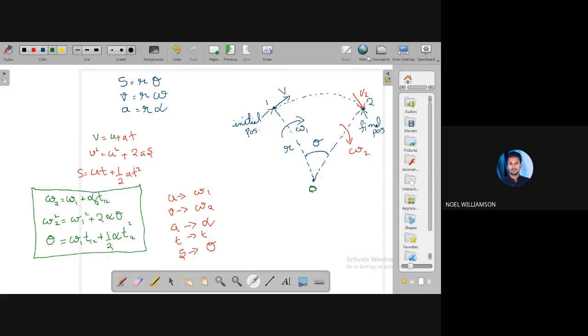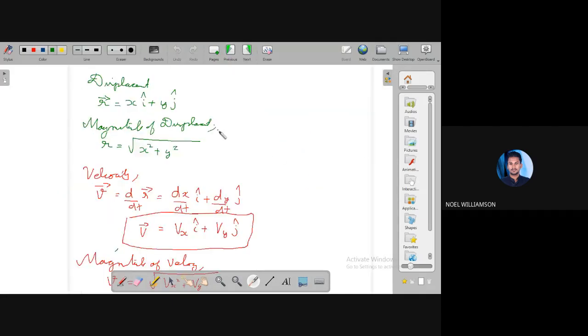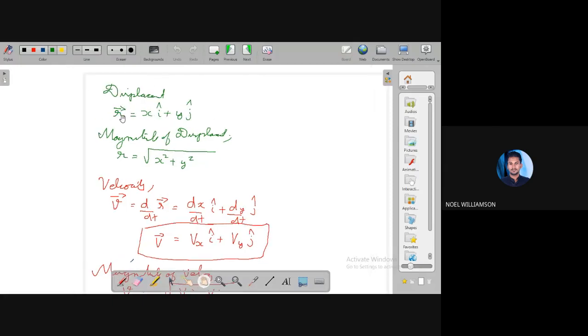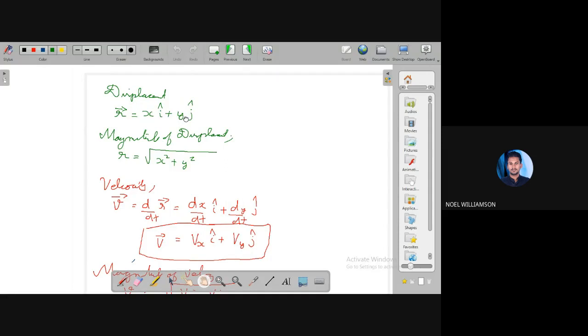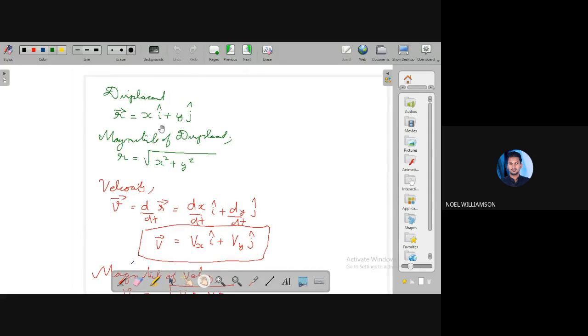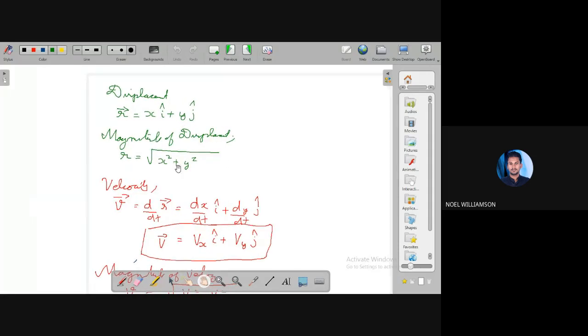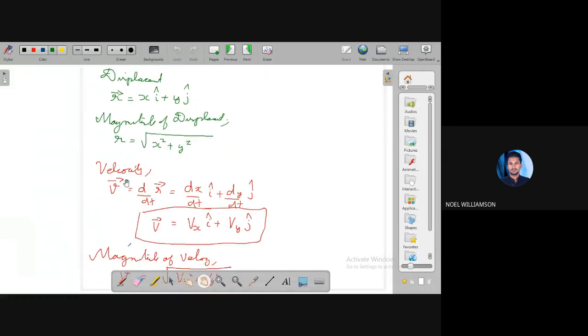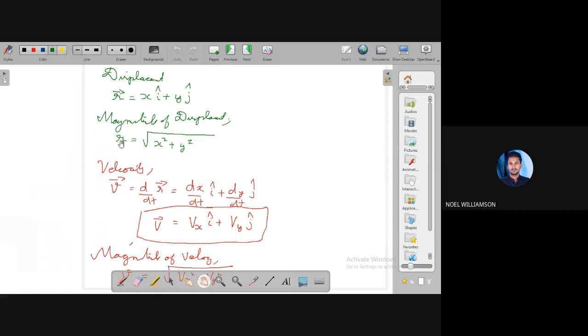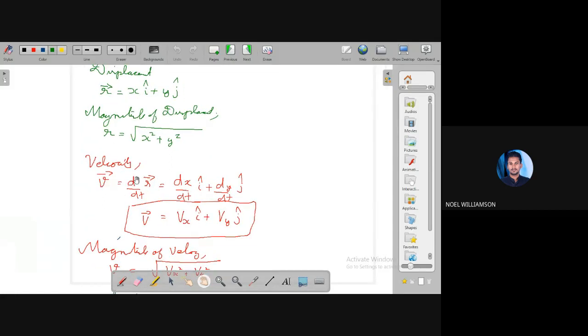We have already seen the displacement. The displacement is given by the displacement vector r equal to xi plus yj. We can denote it like this, and the magnitude is given by r equal to root of x square plus y square.